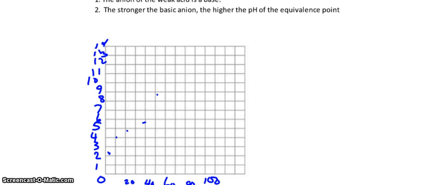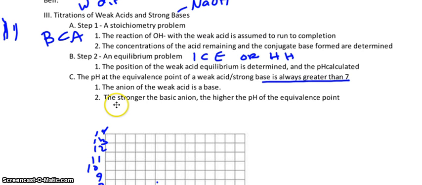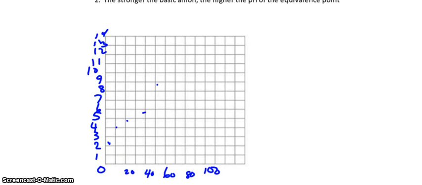And then what else did we say up here in our notes? It says that the stronger the basic anion, meaning your acetate ion, the higher the pH of the equivalence point. That the equivalence point is always going to be greater than 7.0, and we see that is true here. It was 8.72. So I tell you what, why don't you go ahead and do the next one. We'll stop and pause and see where that leads us. So go ahead and work out, really try the rest of this problem right now.